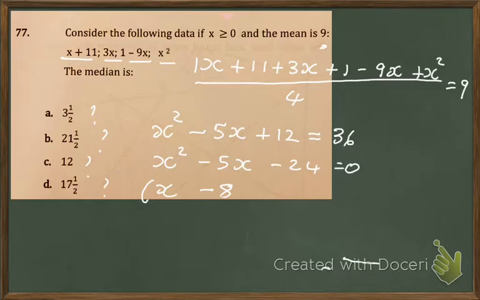Let me just clean the screen here a little bit. I apologize. There we go, and almost done. So it's going to be x minus 8 and x plus 3 is equal to 0.